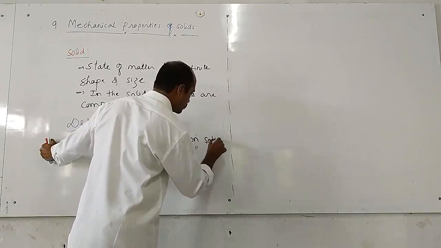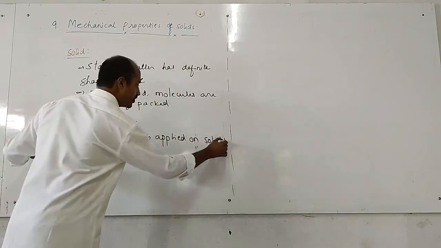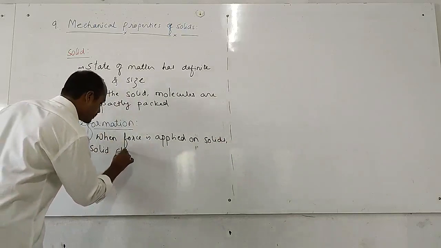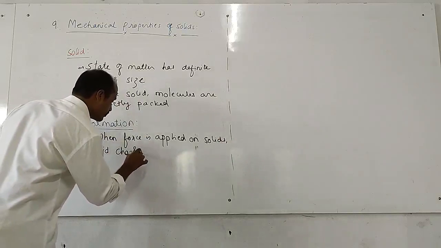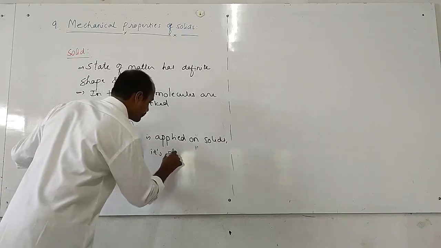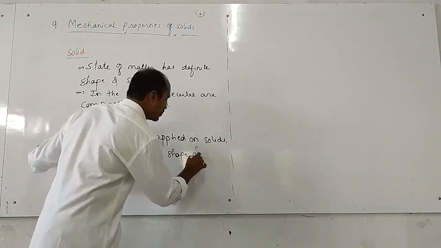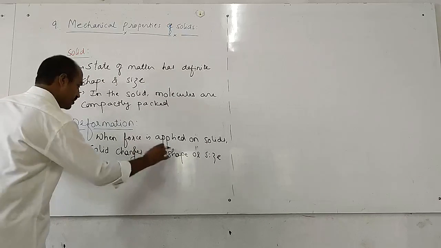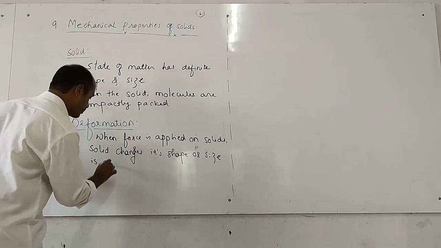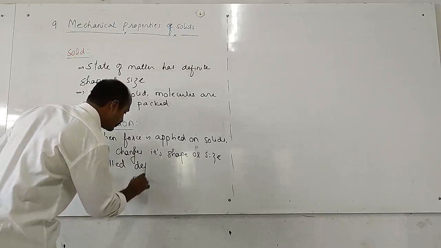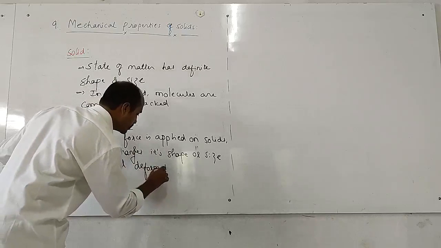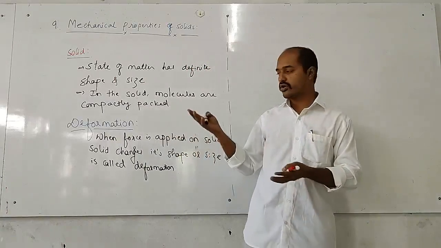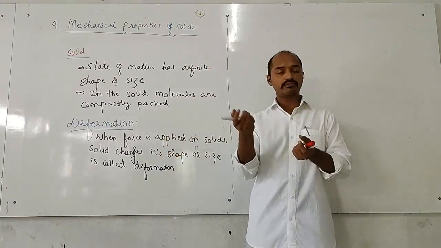solids, the solid changes its shape or size. If shape or size changes then it is called deformation. Right, shape may get changed, or length or diameter may change, so it is what the deformation is.